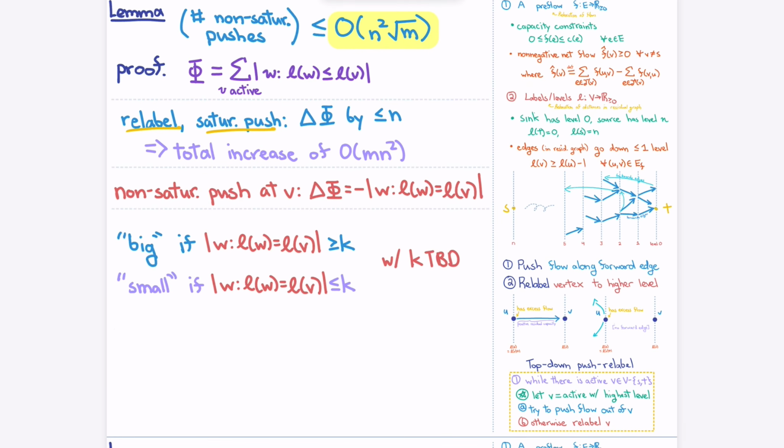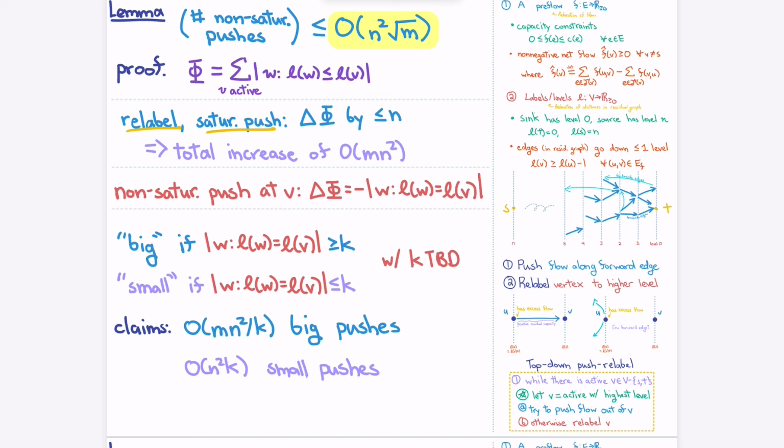So we'll choose some k to be determined. This could be square root n, but what we'll do is set up the trade-off and then figure out the best possible k. I'm not sure if it will turn out to be square root n, probably square root m. But the claim is that you're only going to do mn squared over k big pushes and n squared k small pushes.